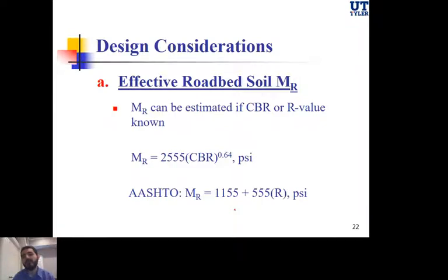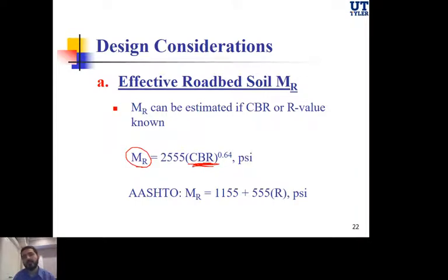This resilient modulus test is a very sophisticated test that we're going to explain in other classes, but it can be estimated from simpler tests. There's a test called the CBR test or an R-value test. So if you're able to run either of these two tests, you'll be able to correlate them back to the resilient modulus that you need to know. So for example, if you have a CBR value, California bearing ratio, look it up.